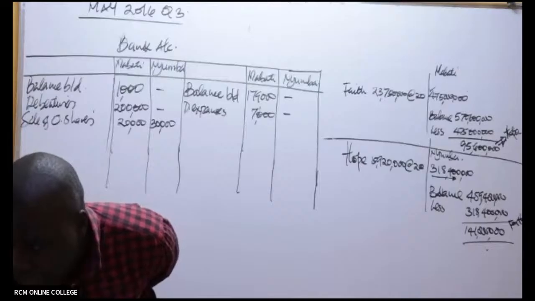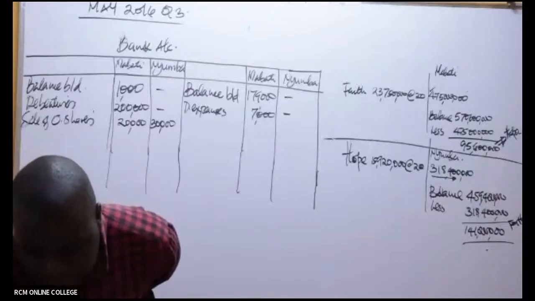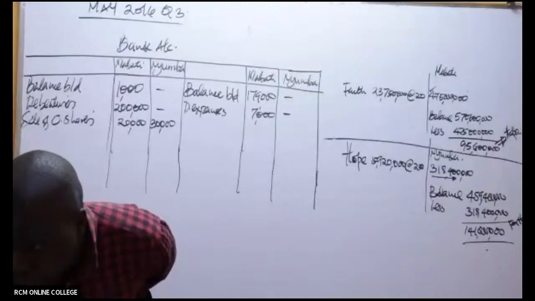Then none of the companies has amortized the goodwill, so there's no amortization in terms of the goodwill. The formation expenses were paid. Formation expenses were paid by respective companies as follows.